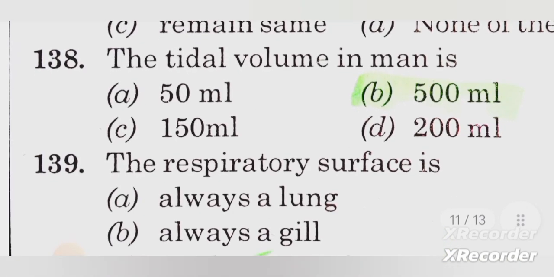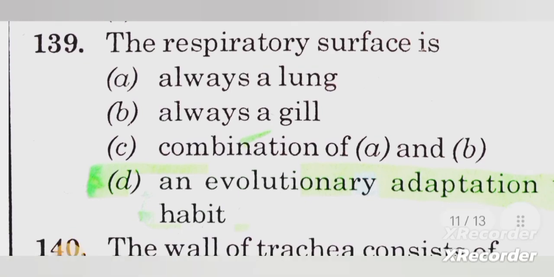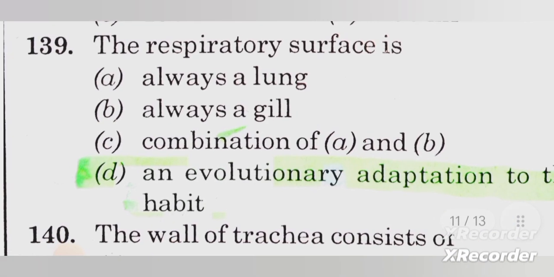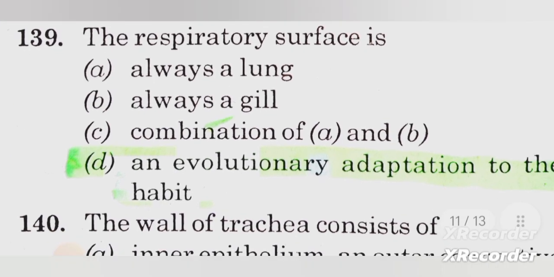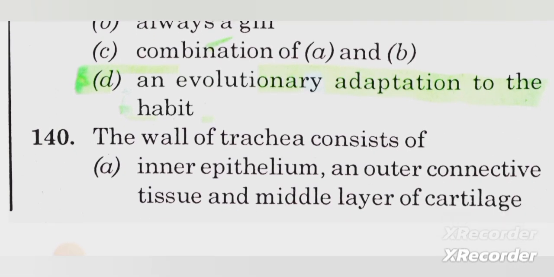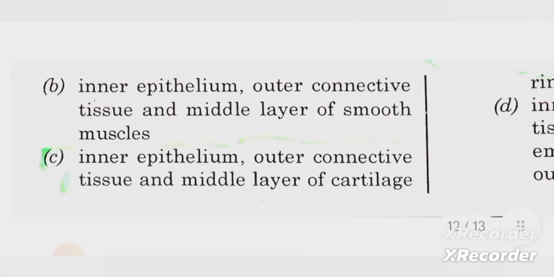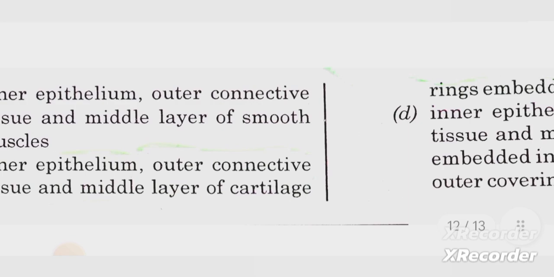500 ml. Next, 139. The respiratory surface is: Answer D. An evolutionary adaptation to the habit. Next, 140. The wall of trachea consists of: Answer C. Inner epithelium, outer connective tissue and middle layer of cartilage rings embedded in smooth muscles.